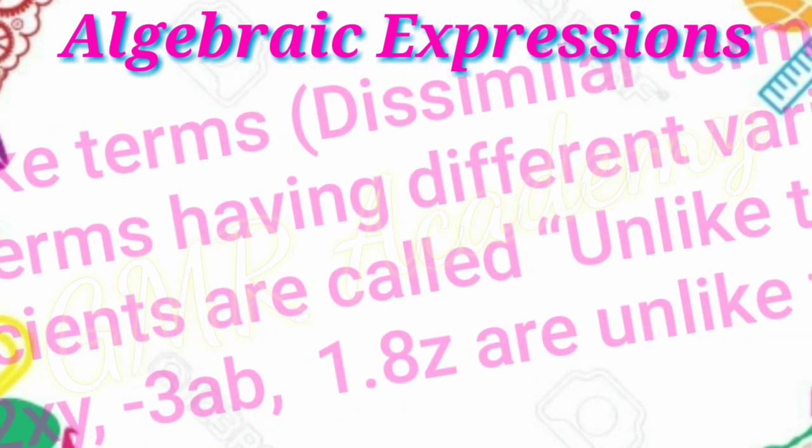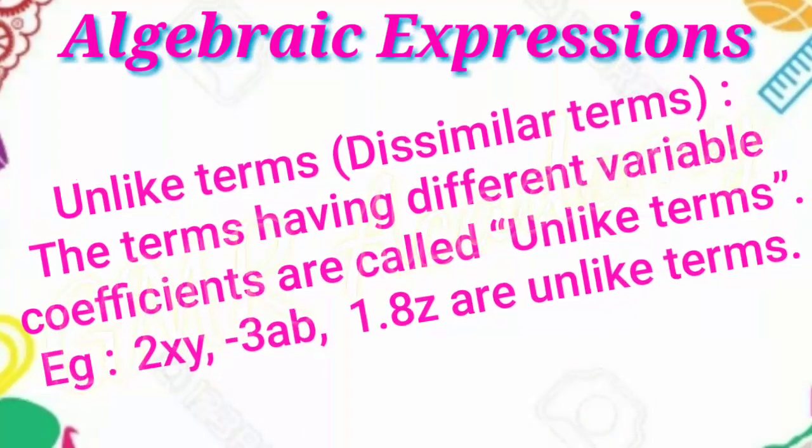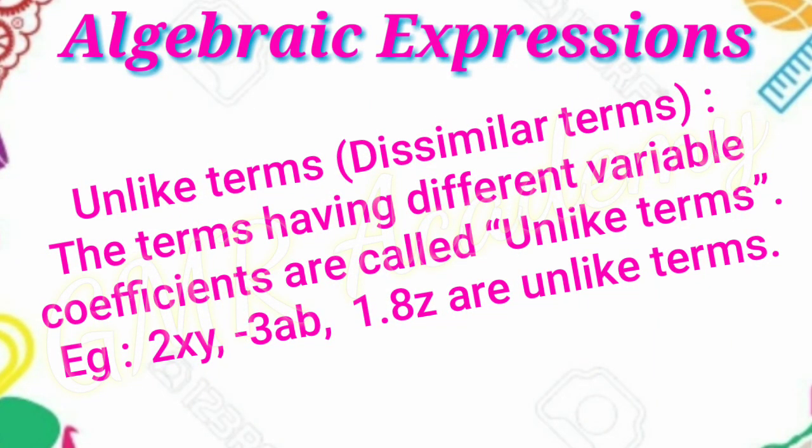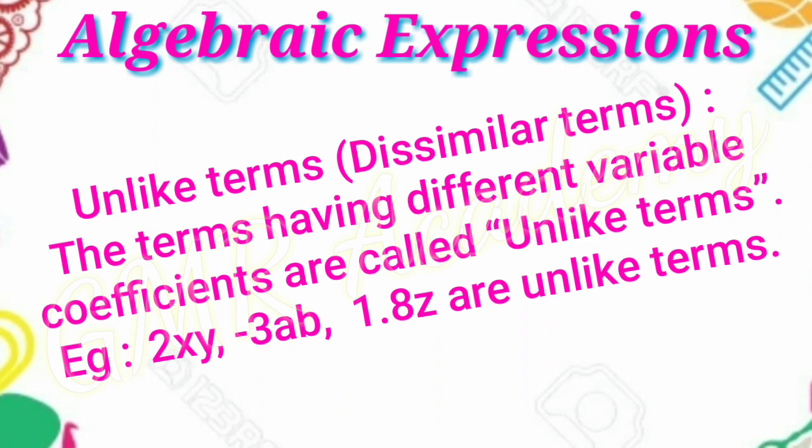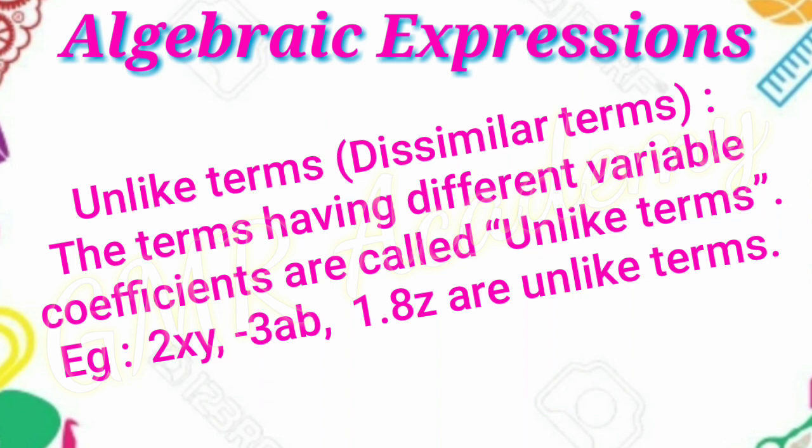Unlike terms or dissimilar terms. The terms having different variable coefficients are called unlike terms. For example, 2xy, -3ab, 1.8z are unlike terms. Comparing these three terms, the first term is xy, the second is ab and the third is z; all variables are different. So this type of terms are called unlike terms or dissimilar terms.